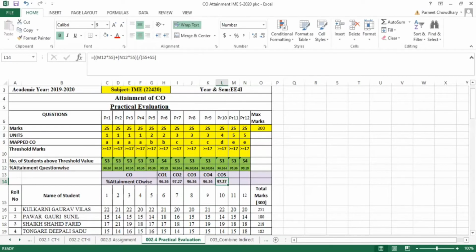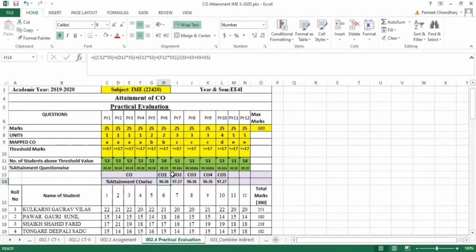So first you will paste your marks, then you will also edit these values, or you can say units, and the mapped CO. You will edit this part. Threshold marks you can change if you want. I have kept 17 as my threshold marks. And after that, this formula needs to be altered. The remaining values you do not have to change.